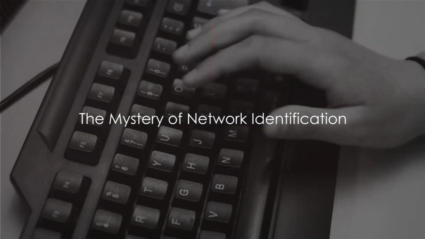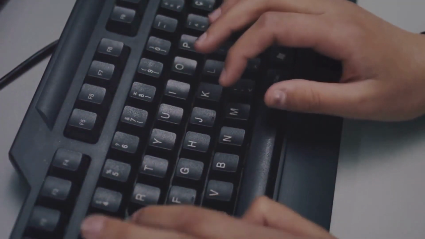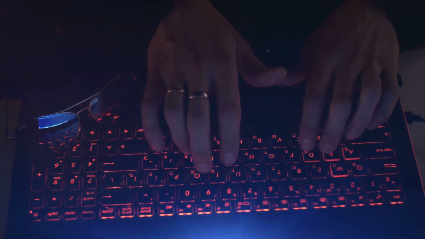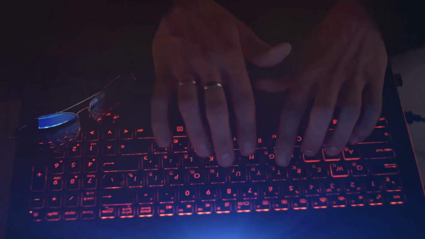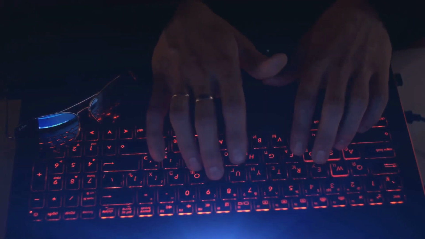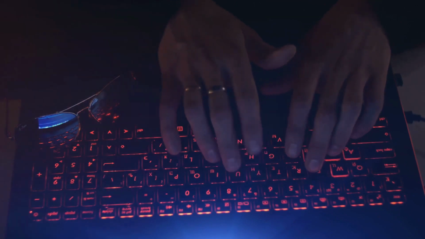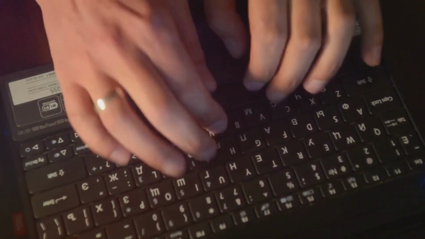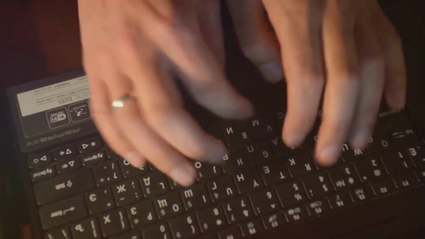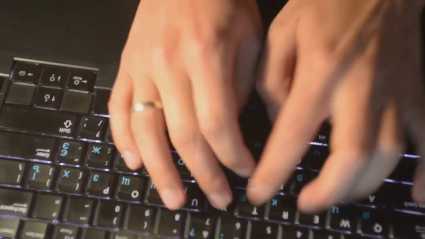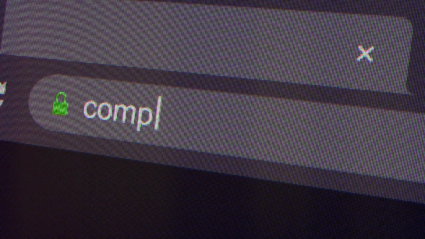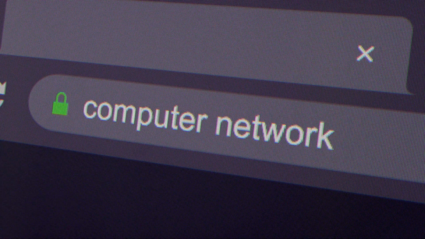Ever wondered how devices on a network are identified? Well, it all starts with something called an IP address. Imagine you're at a party where everyone is wearing name tags. In the world of networking, these name tags are IP addresses. Each device connected to a network has a unique IP address, just like each person at the party has a unique name. This unique identifier is a 32-bit numeric address, crafted with 4 numbers separated by periods.